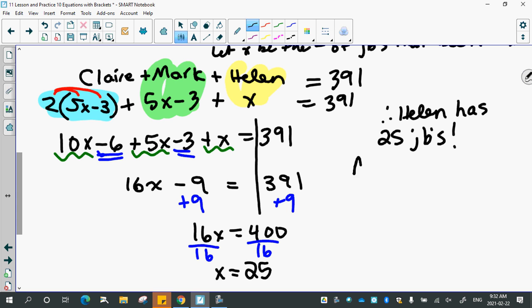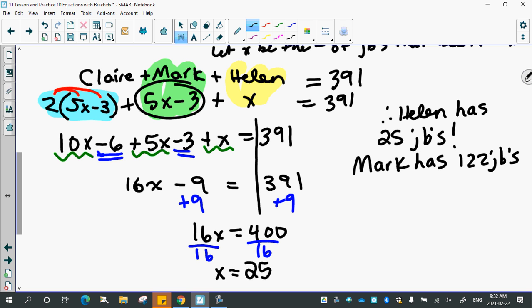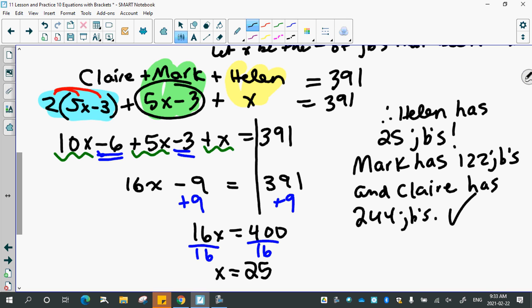Okay. Mark. How do I figure out how many Mark has? 5x minus 3, right? So 5 times 25, because x is 25, 5 times 25 minus 3 is 122 jelly beans. And Claire has twice as many as Mark, so I have to multiply the 122 by 2, 244 jelly beans. And then to check, you can add those 3 numbers up and make sure you get 391. And you do, check. Okay, so once you got that class done, you can go to break.